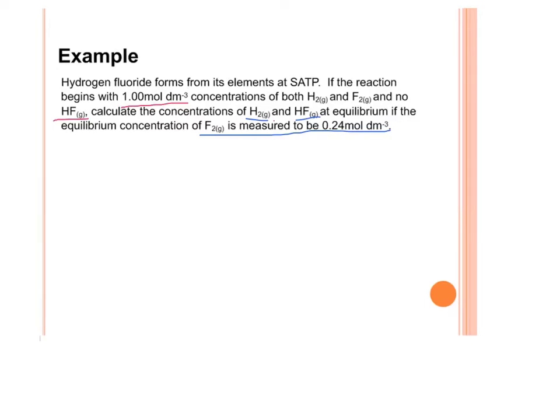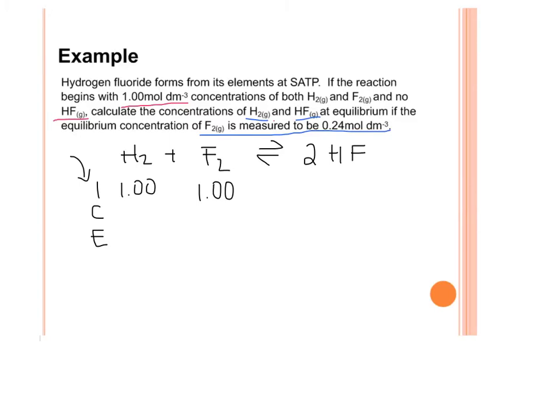First thing, any equilibrium problem, we are going to write out a balanced chemical equation. We're going to use our double arrows to show that it's reversible. Second thing we want to do, set up an ICE table. Initial concentrations always go into our ICE tables. So for H2 and F2, it's 1.00, HF is 0.